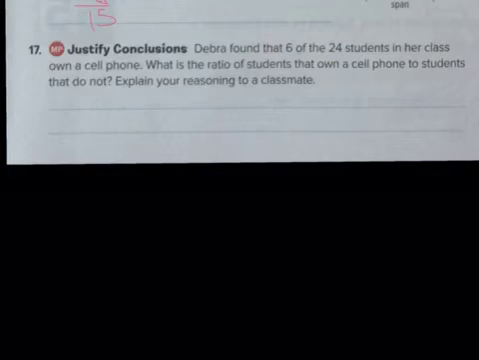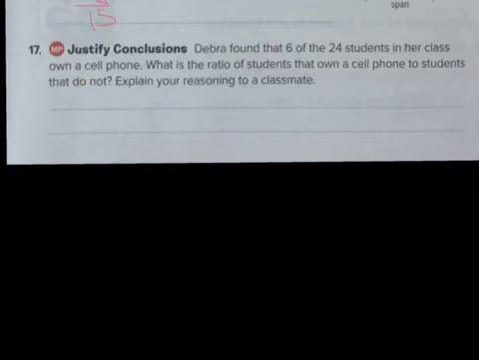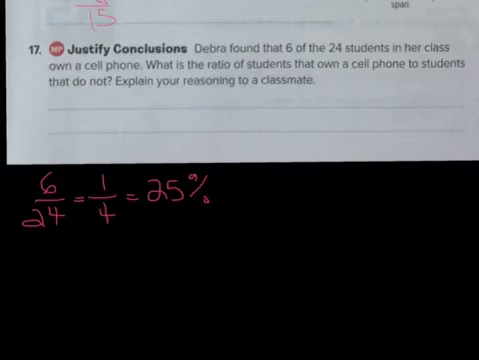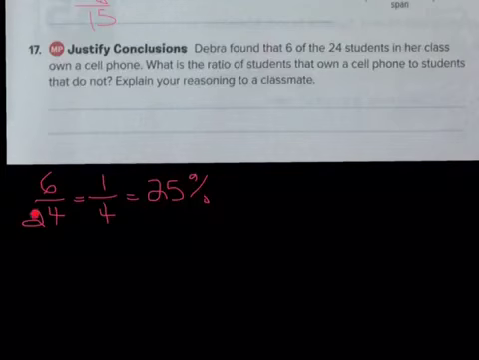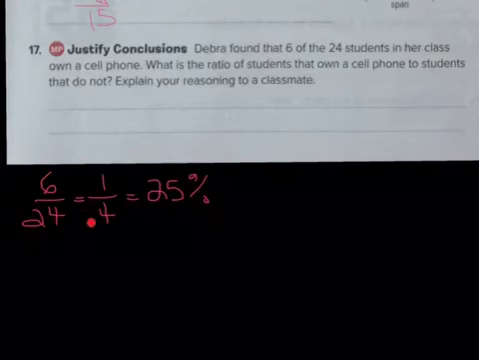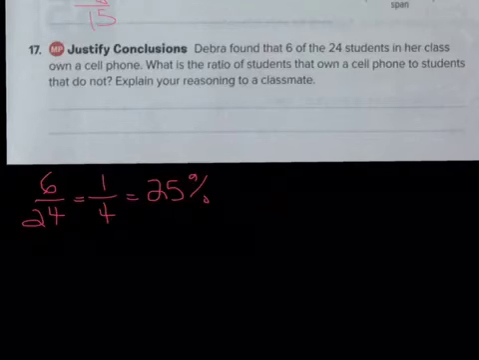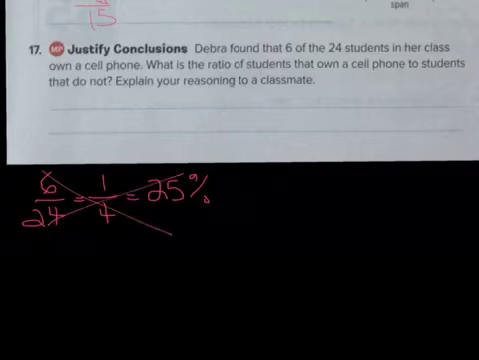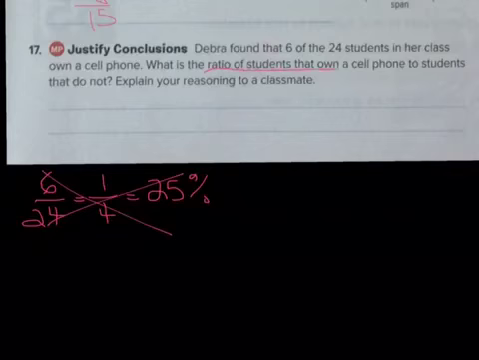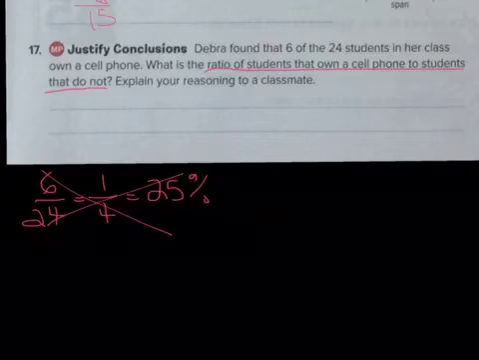But we're not looking for that. We're looking for the ratio of students that have cell phones and students that do not have cell phones. So we have 6 out of 24 have cell phones, which, if we simplify, they're both divisible by 6. So we have 1/4, which is 25%. So 25% of the students have cell phones. That is not what we're looking for. We're looking for the ratio of students that own cell phones to the students that do not own cell phones. Please read the question carefully.